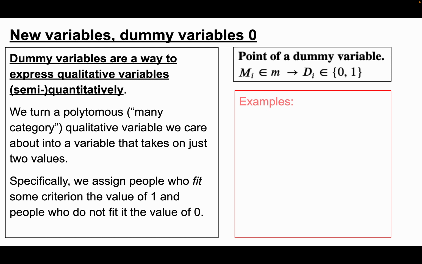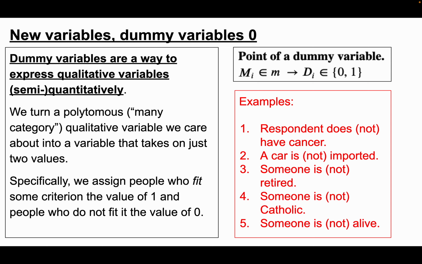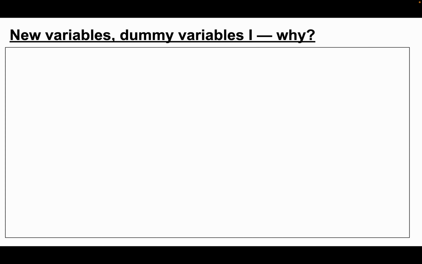So what are some examples? A respondent does or does not have cancer. A car is or is not imported, shades of the Stata auto data set. Someone is or is not retired. Someone is or is not Catholic. Someone is or is not alive. So these are all examples of dummy variables.